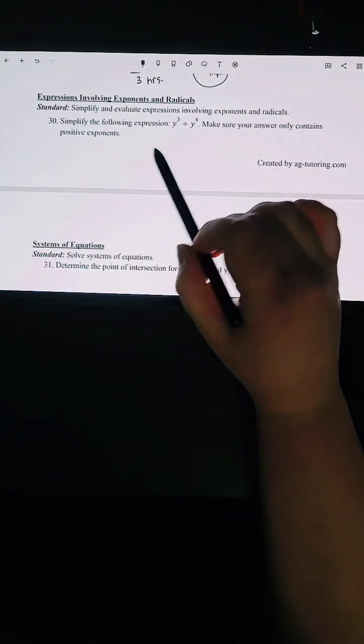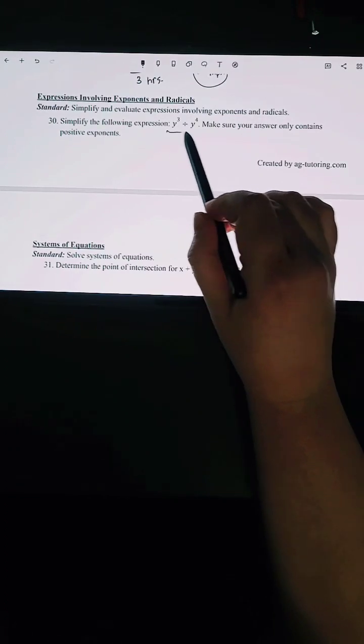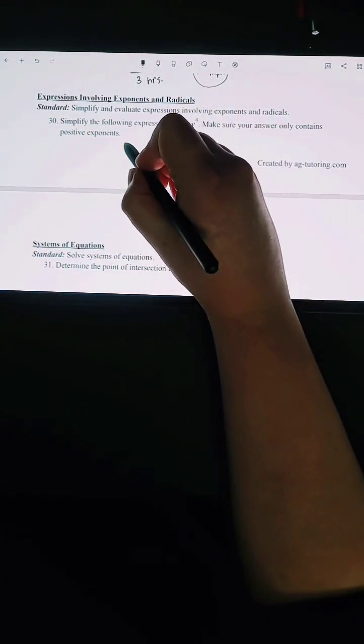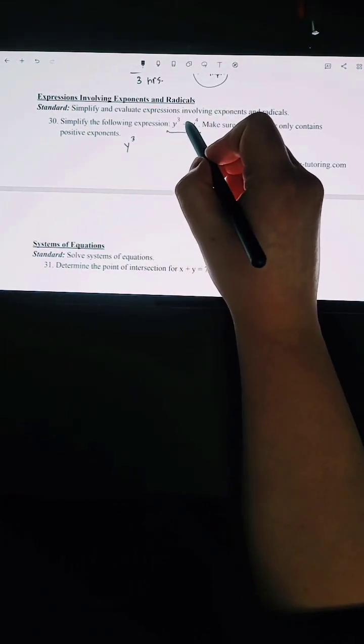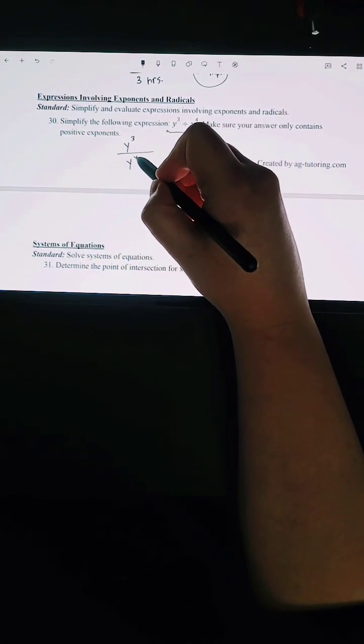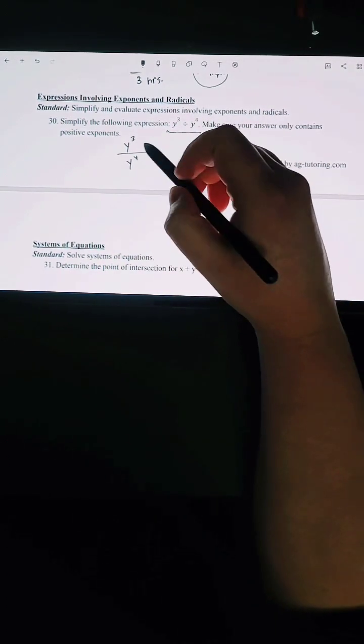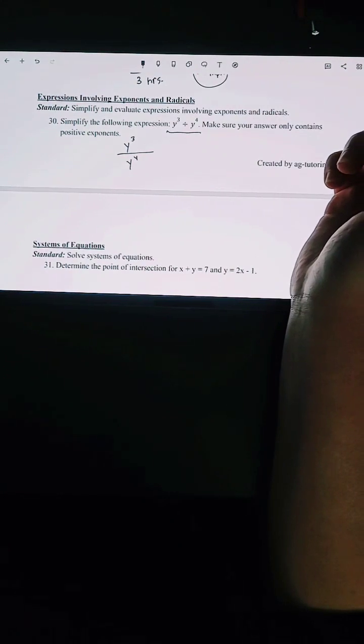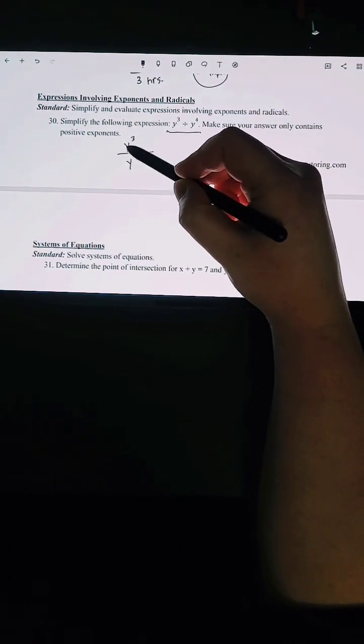So now let's go to this one. We have to simplify the expression right here, but then we have to make sure that our answer only contains positive exponents. So you're probably used to seeing this. Remember, a division sign is the same thing as a fraction bar, and you're probably more used to seeing it like this.